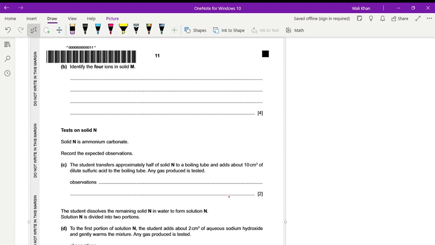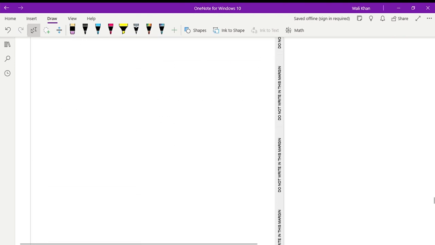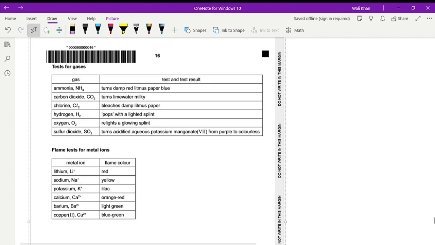Identify the 4 ions in solid M. Some tests for cations and anions are mentioned at the end of the paper, after the blank pages. So we have to find out which of our observations match these. When we say the lilac flame color, it is potassium.